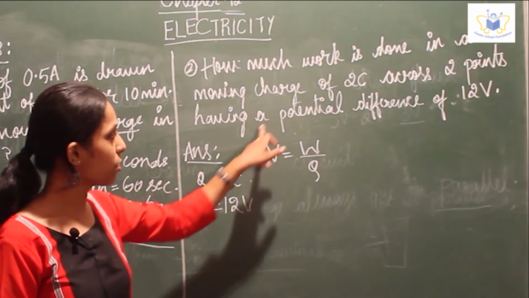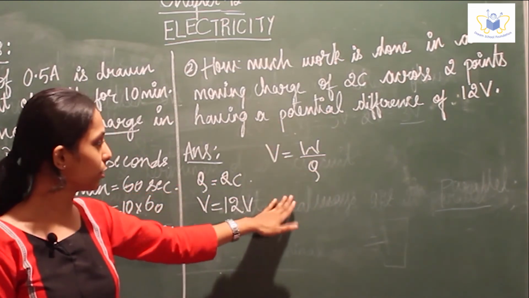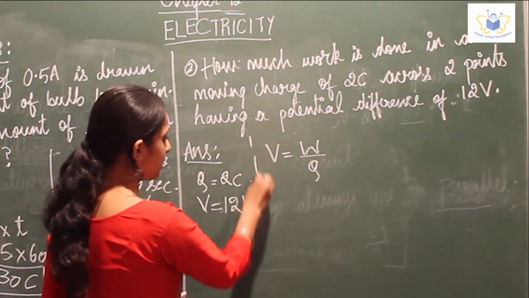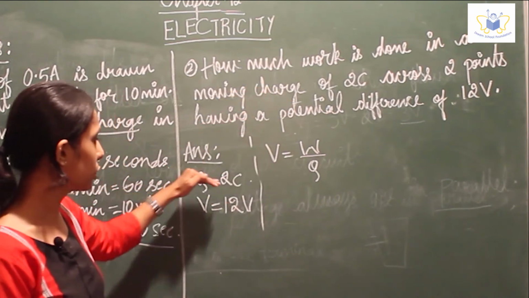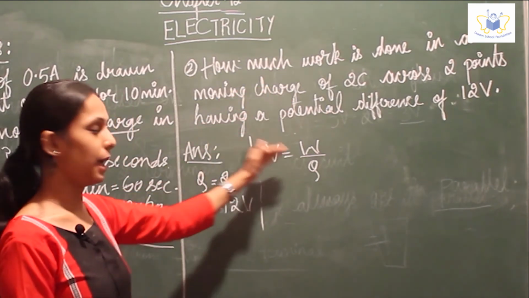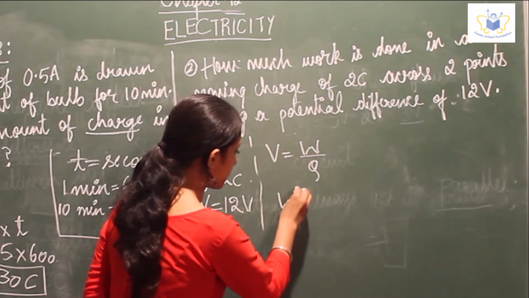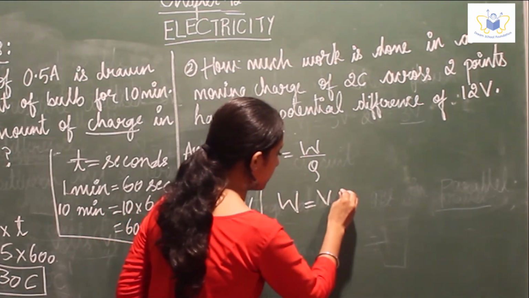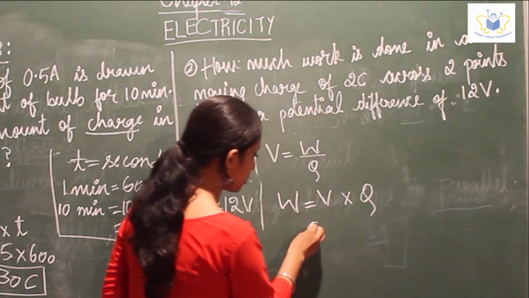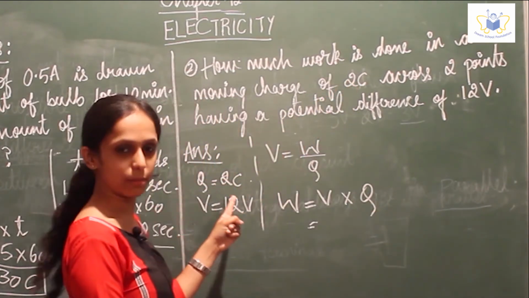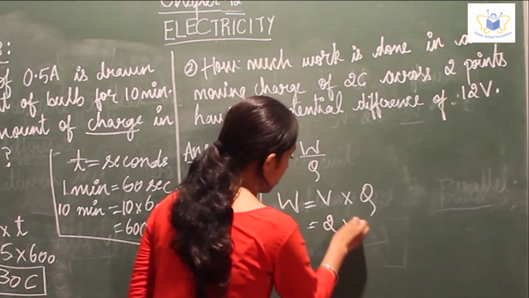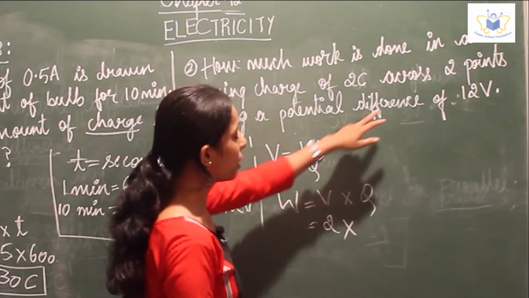So I hope you have noted down this formula, right? I told you before. So first write down what is given. What is given? Q is given, V is given. Simply apply it here. What are you supposed to find? Work. So my work becomes voltage into charge. So what is my voltage? 2 coulomb. No changes, 2. What is my voltage? 12.